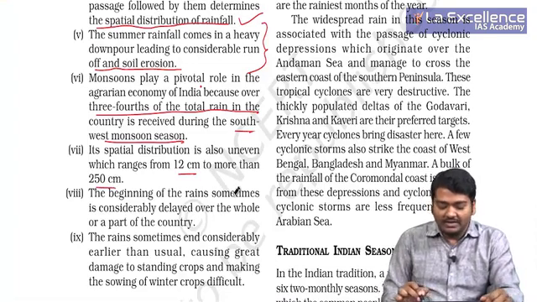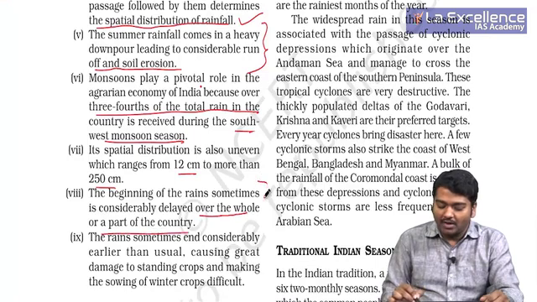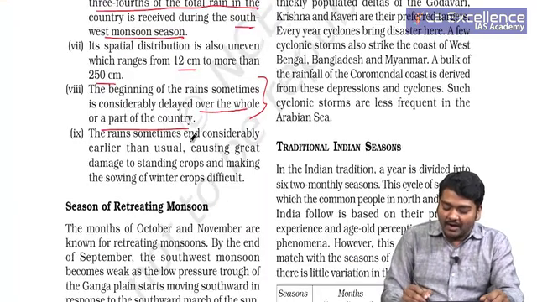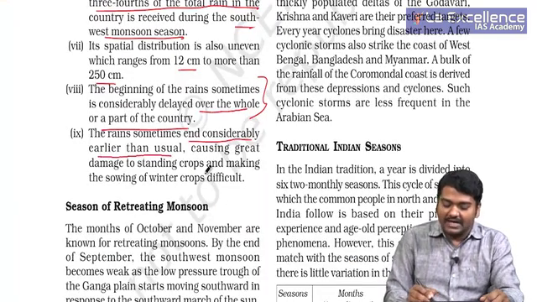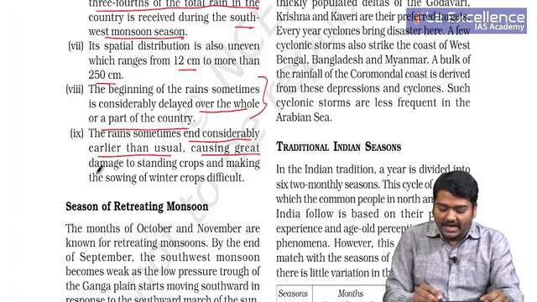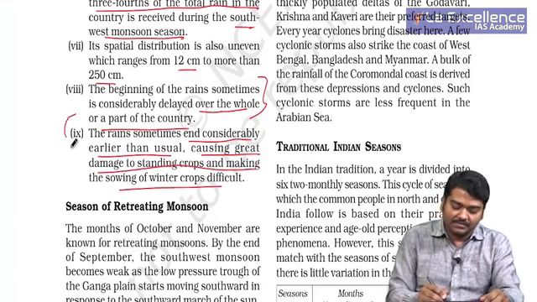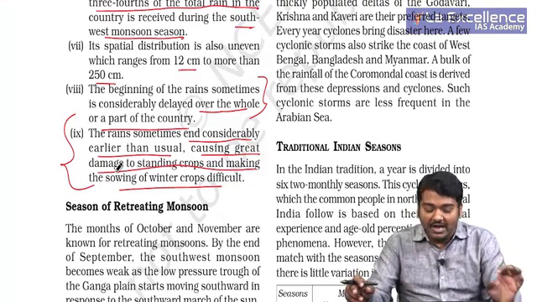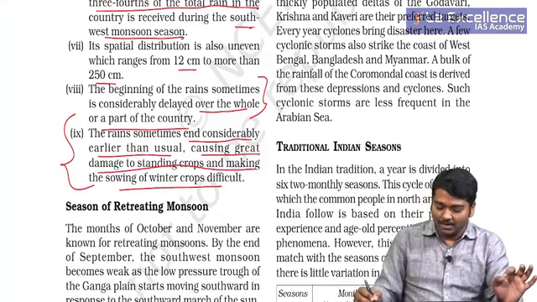The beginning of the rain is sometimes considerably delayed over the whole country or only a part of the country. The rains sometimes end considerably earlier than usual, causing great damage to the standing crops, and the sowing season of the winter crops also becomes difficult. Any changes will have a huge impact.